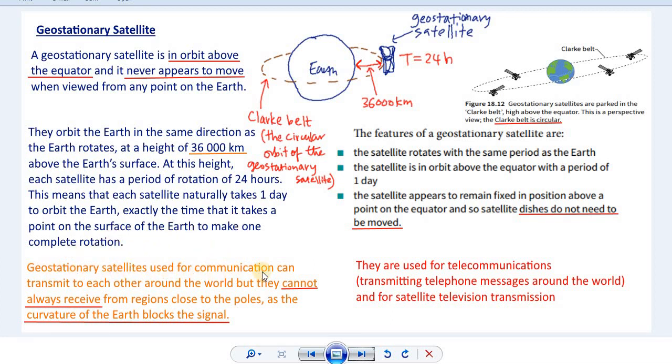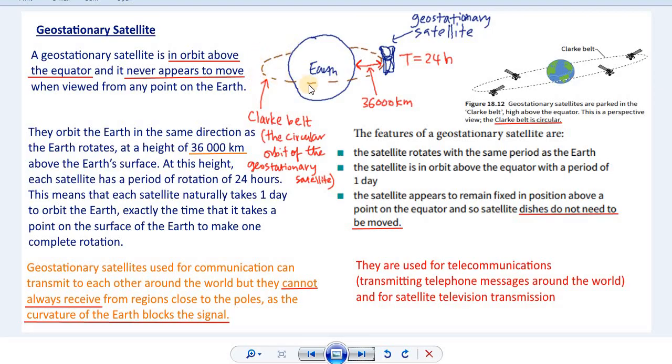Geostationary satellites used for communication can transmit to each other around the world, but they cannot always receive from regions close to the poles, as the curvature of the earth blocks the signal. Now, if you consider the poles, see, this is curved, right? So that signal can't come all the way around to this side. Even from here, if it is on the other side, let's say 180 degrees on this side, then the signal has difficulty going to this satellite. But there are other geostationary satellites on this side.